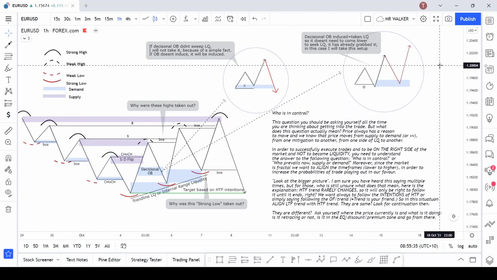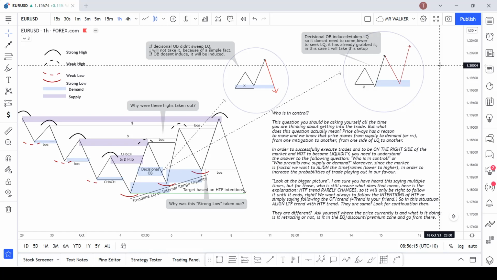The question that I have marked out as the most important one before I get into the trade is: who is in control? You should be asking yourself this question all the time you're thinking about getting into a trade. But what does this question actually mean? Price always has a reason to move, and we know that price moves from supply to demand or vice versa, from one mitigation to another, from one side of liquidity, like buy side liquidity, to sell side liquidity, or vice versa.